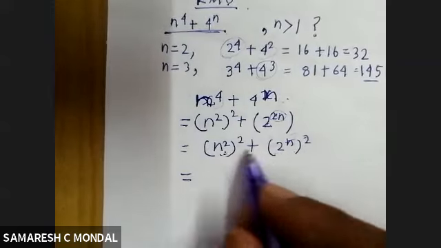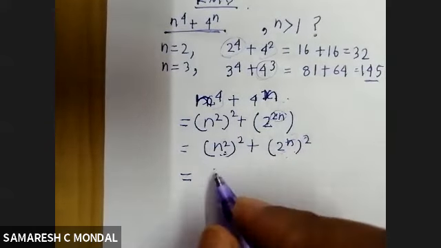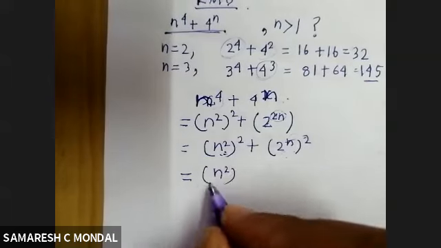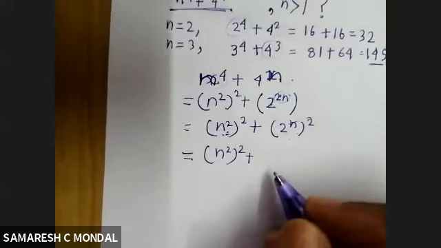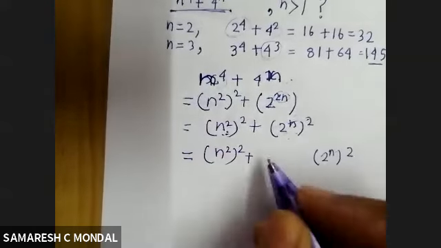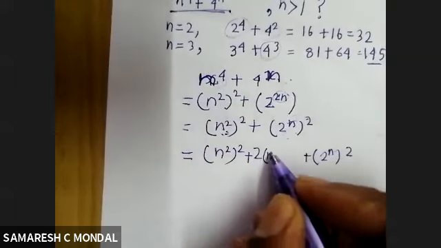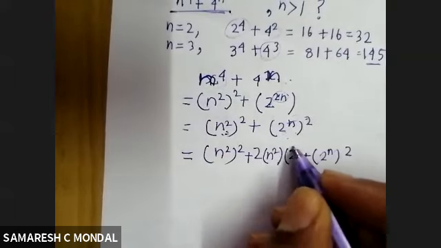So a square plus b square. How can we write? So what is missing in the story? 2ab. That's what we learned in Sophie Germain. We know a square, we know b square. So 2 into n square into 2 to the power n.